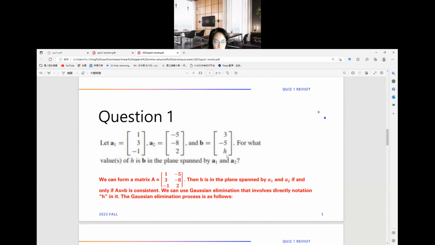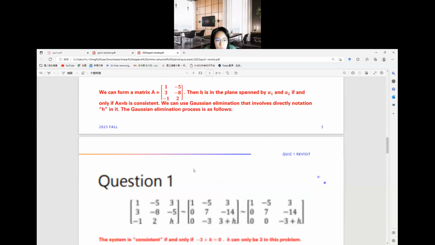But there is a notation h, which is an unknown value involved in vector b. It's okay that we put such a notation h in the process of Gaussian elimination. So basically, we just put h there in our augmented matrix and use the same process of Gaussian elimination and see what will be the relationship we get at the end with this h involved.